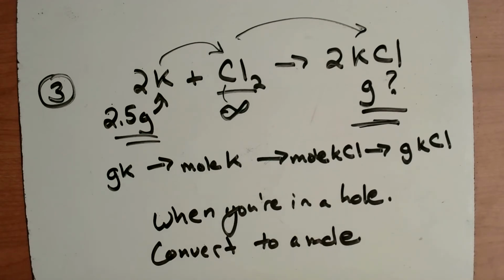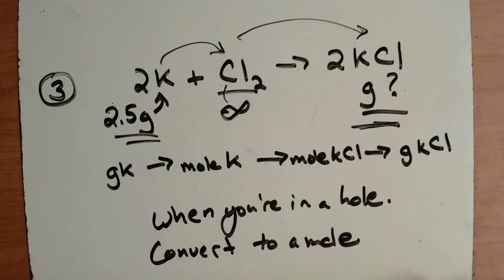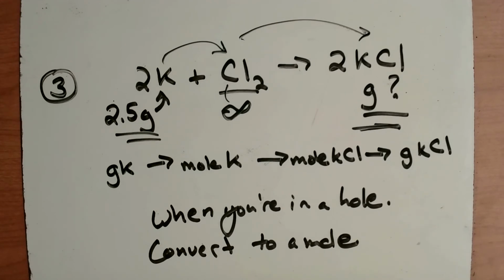Okay, when you're in a hole, convert to a mole. Because moles dig out of holes, right? Or moles dig holes, but they also dig out of them, right? They can get themselves out of a hole. All right? So when you're in a hole, you're going to convert to a mole. So you're always, always, always converting to a mole in stoichiometry. The first step is almost always converting to a mole. If you're already at a mole, then you're good.